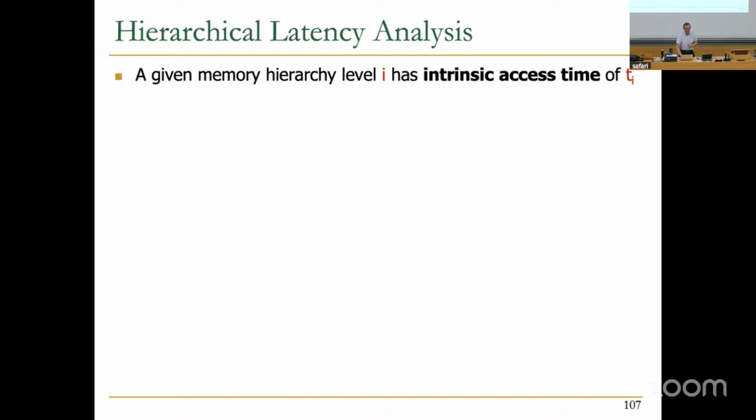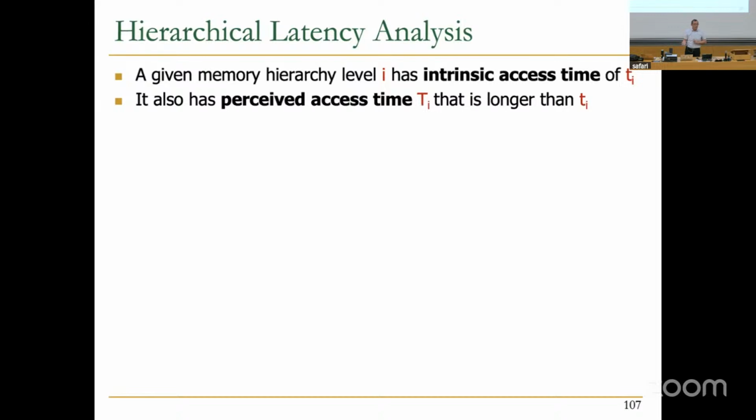So let's assume that you have a given memory hierarchy level i. It could be level 1 cache. It has an intrinsic access time of ti. Basically, you have some array structure, tag and data, and it takes time ti or t1 to access that array structure. That's in isolation, how long it takes to access this cache, called ti. It also has a perceived access time, large Ti, that's longer than small ti, because whenever you access the cache, if the data is there, the access experiences small t1 latency, small ti latency.